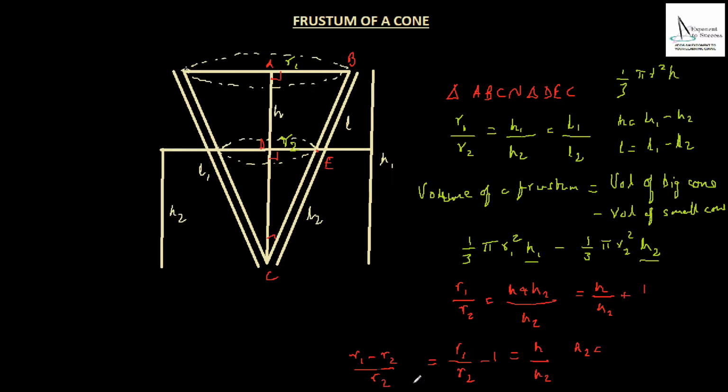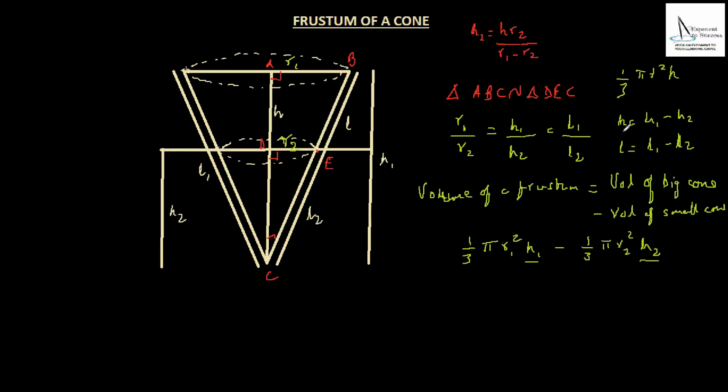So what we get is that h2 is equal to hr2 upon r1 minus r2. So let me write it at the top here, that h2 is equal to hr2 upon r1 minus r2. Now if we look at this equation again, we had h is equal to h1 minus h2. Now if we want to find out the value of h1, we can say h1 is going to be h plus h2. So substituting the value of h2 in that, we get h1 is equal to h plus, so here I'm going to put the value of h2 that we found out. So that's going to be hr2 upon r1 minus r2.